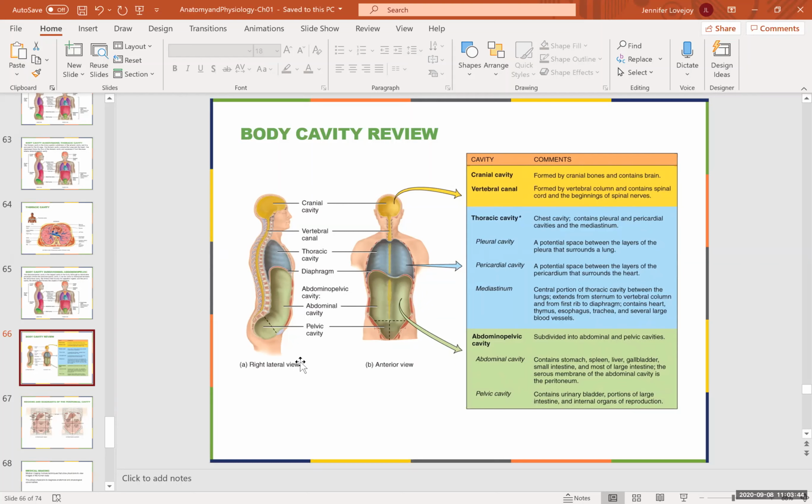Okay, so again, we have these cavities in our bodies for a couple of reasons. One is to help maintain things where they should be, help contain them where they belong. And then another one is for protection.